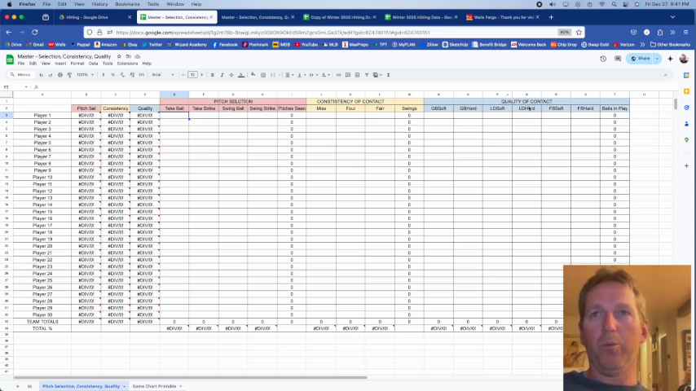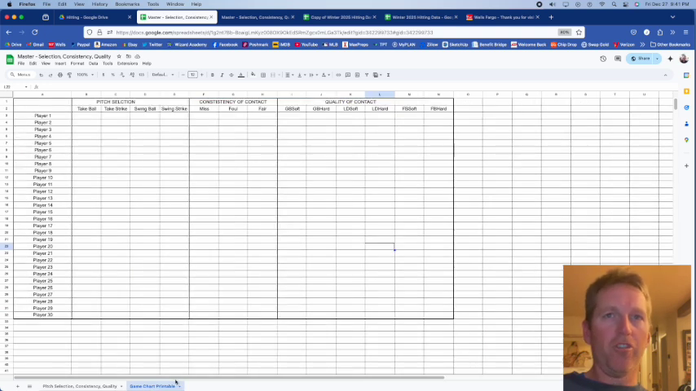So when the ball is put in play, the hitter is going to hit a ground ball, soft or hard. They're going to hit a line drive, soft or hard. They're going to hit a fly ball, soft or hard. And then this is going to tell you how many balls total were put in play. And over here on the left, we have a calculator that shows different metrics for pitch selection, your consistency of contact, and your quality of contact.